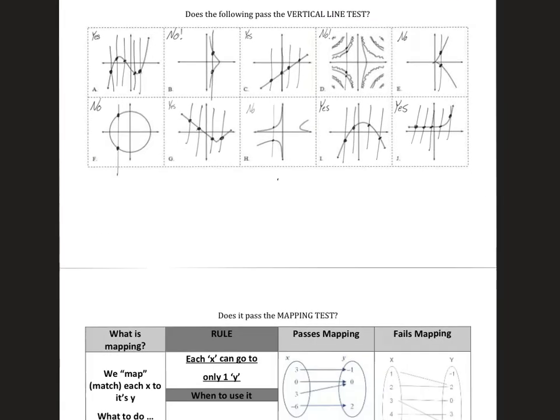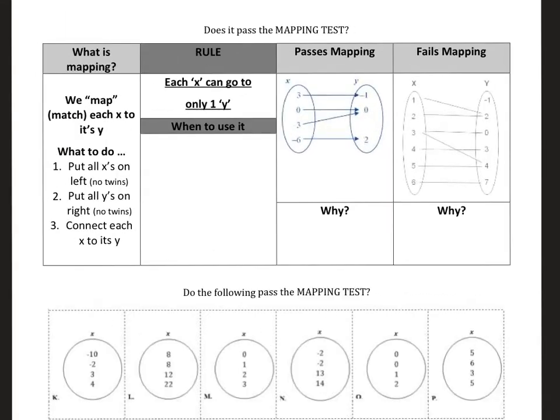Okay, so for the next page, this time we are looking at the mapping test. So what is mapping? We map or match each x to its y. What do you do? You put all the x's on the left with no twins. So that means do not repeat any numbers. And then you put all the y's on the right side. Again, no repeating numbers or no twins. And then 3, you connect each x to its y specifically.